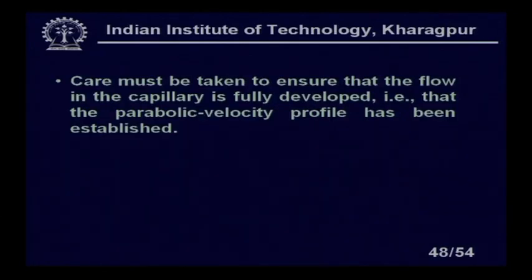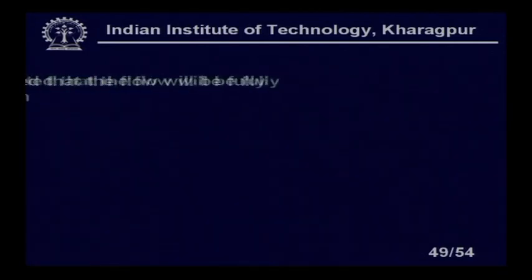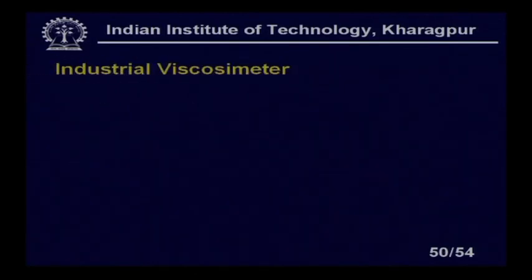Care must be taken to ensure that the flow in the capillary is fully developed, that is, that the parabolic velocity profile has been established. This means that the pressure measurement should be taken far enough downstream from the entrance of the tube to ensure that the developed flow condition is present. It may be expressed that the flow will be fully developed when capital L by D is equal to or greater than the Reynolds number by 8, where L is the distance from the entrance of the tube.